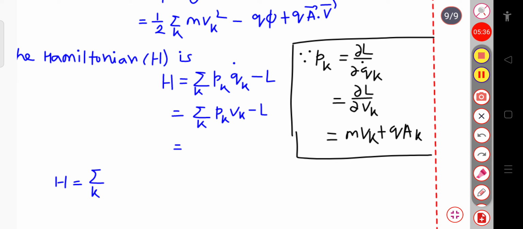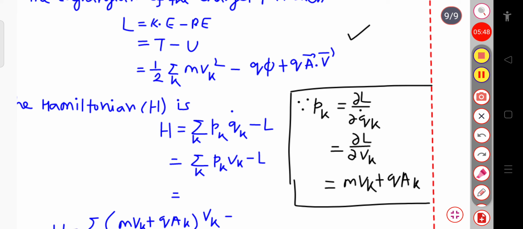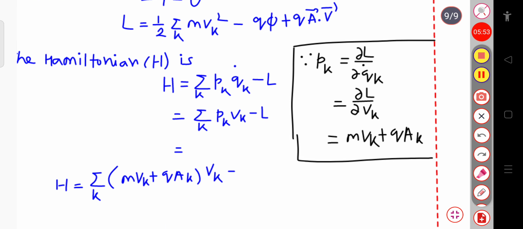In place of pk I will write m vk plus q ak, whole into vk, and minus this Lagrangian term. So the Lagrangian term I will write as minus, this will be sum over k of 1 by 2 m vk square minus, this is your q phi, or directly I am writing here plus q phi, and minus plus, this will be minus. So let me write this is your minus q a dot b.